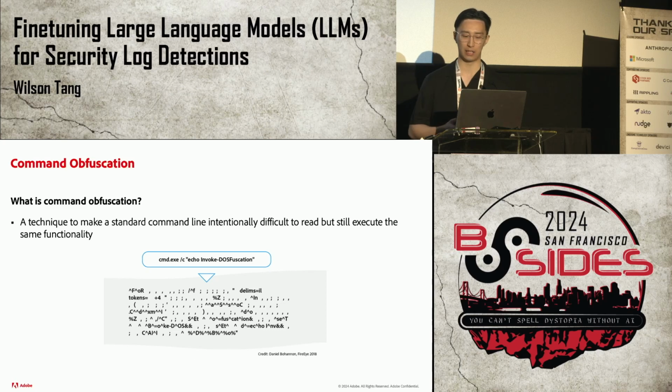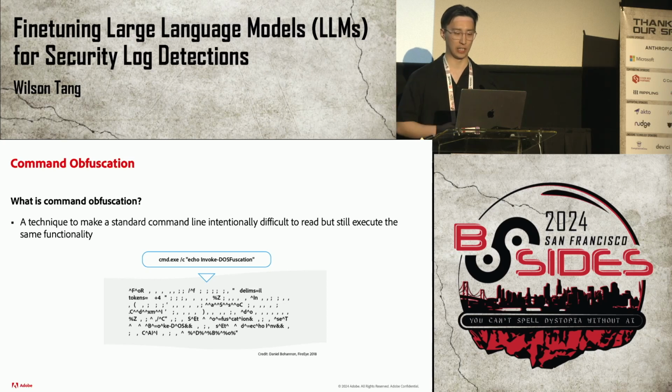In this example, which comes from a really good talk on obfuscation from a couple years ago, you have this sample command line up here, and then in the obfuscated part, you can see there's a bunch of special characters, but both of them will still execute the same functionality.